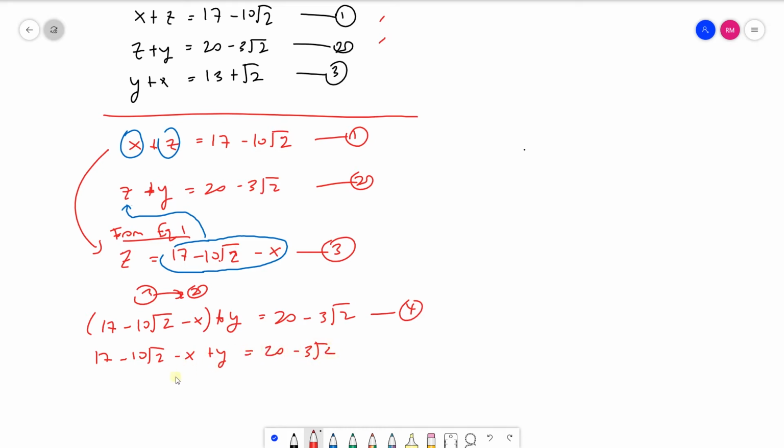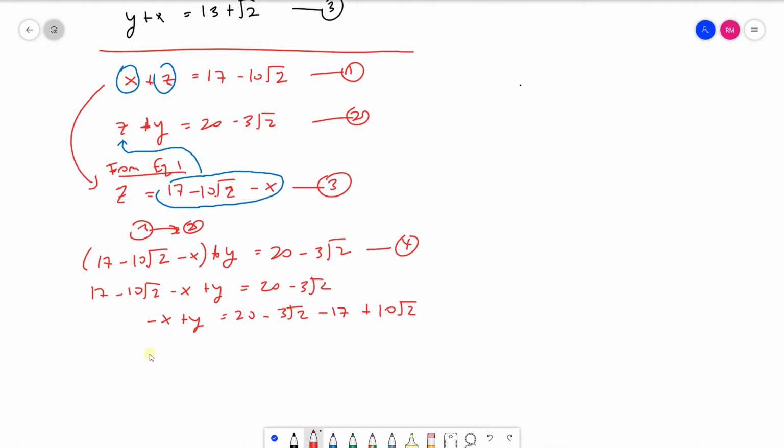I want to keep x and y on the left hand side, so it's going to be negative x plus y. So 20 minus 3 surd 2 minus 17, and then plus 10 surd 2, because the 17, if I move it to the right, is going to be negative, and negative 10 surd 2 moved to the right is going to be positive 10 surd 2. So negative x plus y equals 20 minus 17, we're going to get 3. Then negative 3 surd 2 plus 10 surd 2, we're going to get plus 7 surd 2.